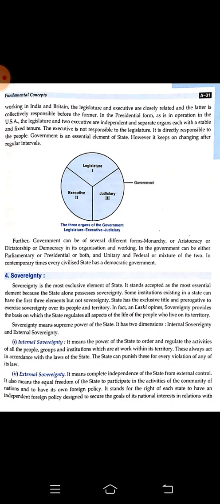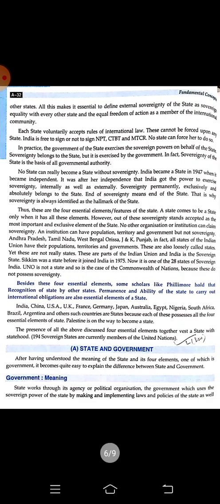External sovereignty means the country has the power to make its own foreign policy. It is independent, can make or design its own foreign policy, secure its national interest, or establish relationships with other countries. Each state voluntarily accepts the rules of international law.